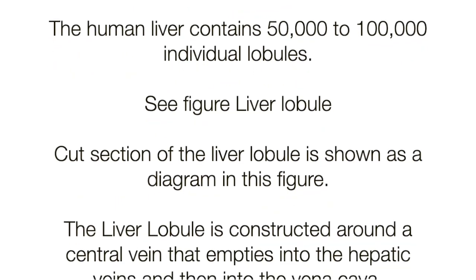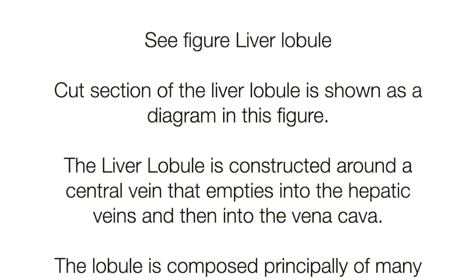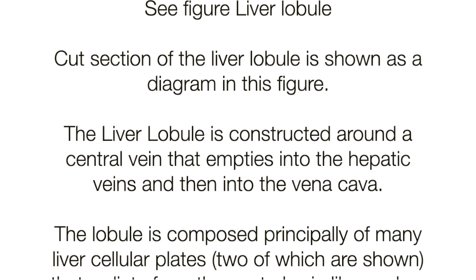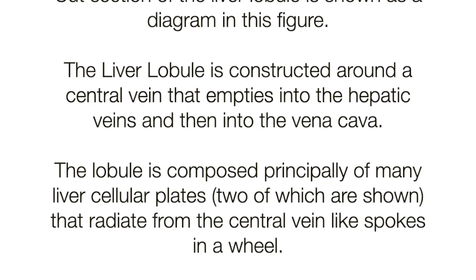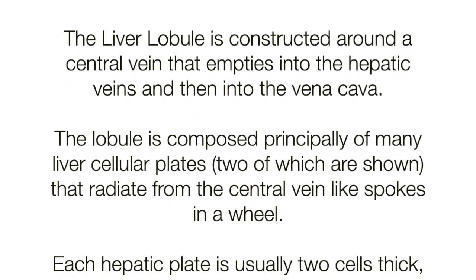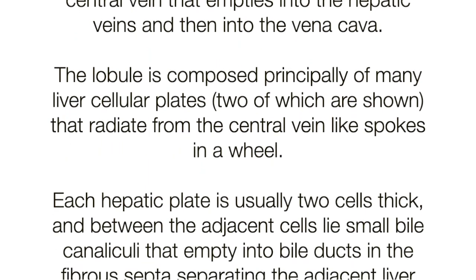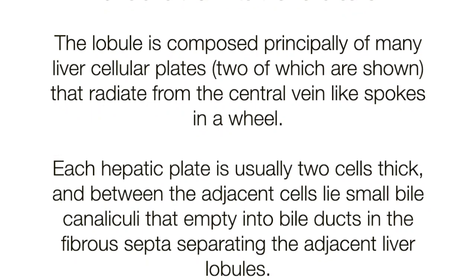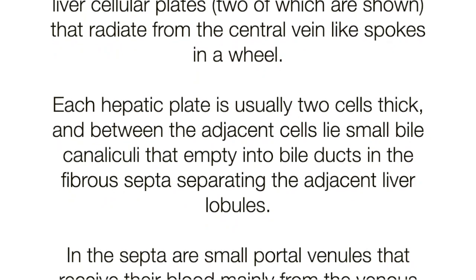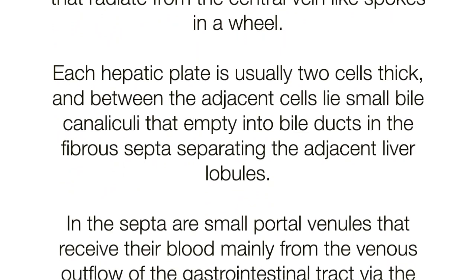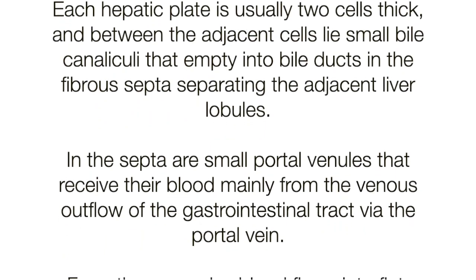The liver lobule is constructed around a central vein that empties into the hepatic veins and then into the vena cava. The lobule is composed principally of many liver cellular plates, 2 of which are shown, that radiate from the central vein like spokes in a wheel. Each hepatic plate is usually 2 cells thick, and between the adjacent cells lie small bile canaliculi that empty into bile ducts in the fibrous septa separating the adjacent liver lobules.